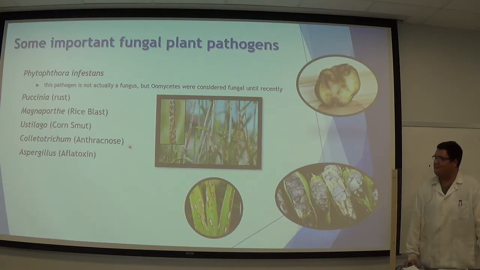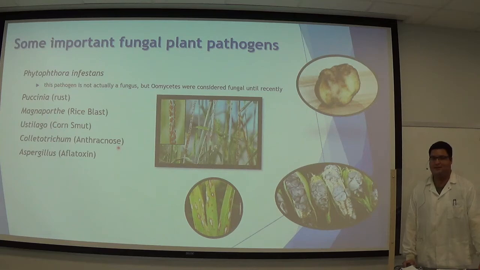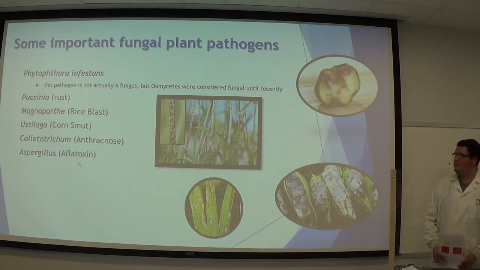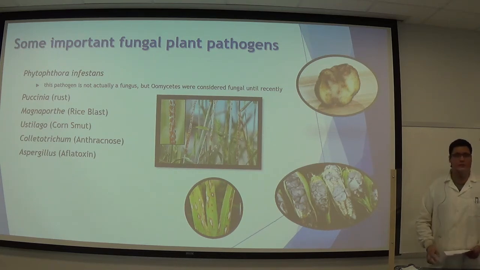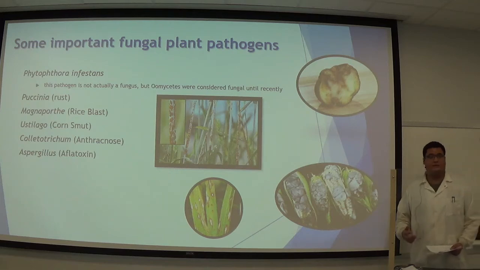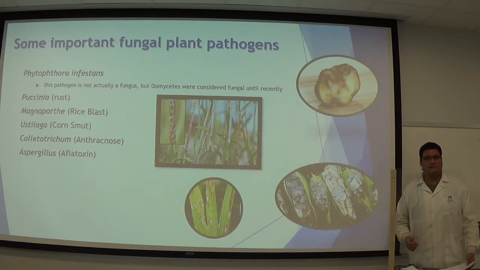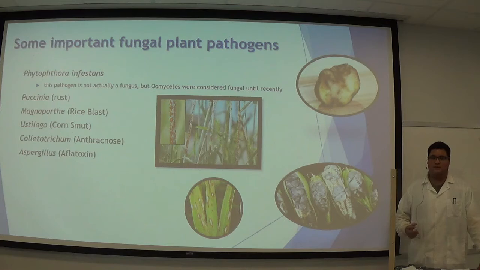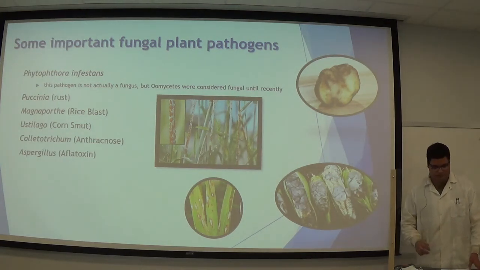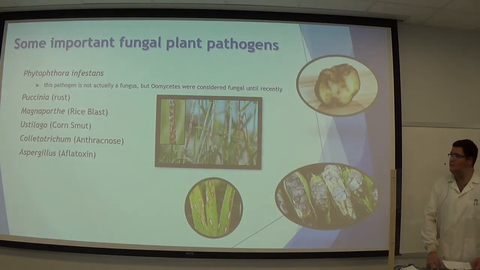And then you've got Colletotrichum, which causes anthracnose, which is similar in its symptoms to Magnaporthe. And then you've got Aspergillus, which produces aflatoxins. Aflatoxins can be toxic to humans as well. So even after the crops have been harvested, you still have post-harvest pathogens which can cause the production of toxins on the food itself. So we have to be careful with some of these fungi as well.